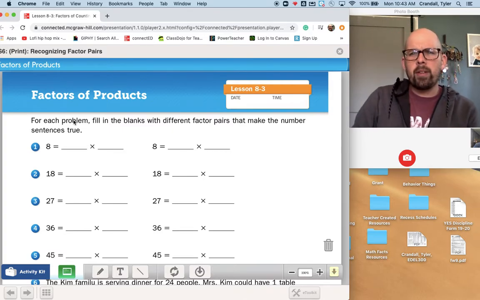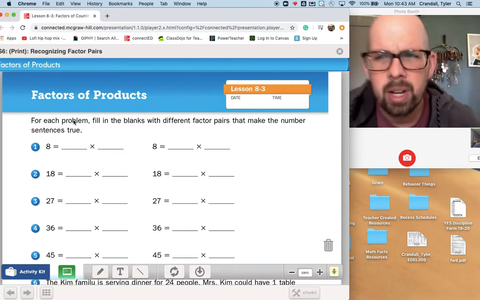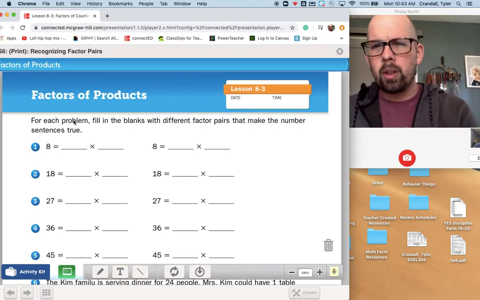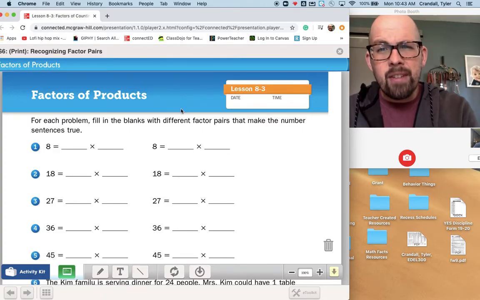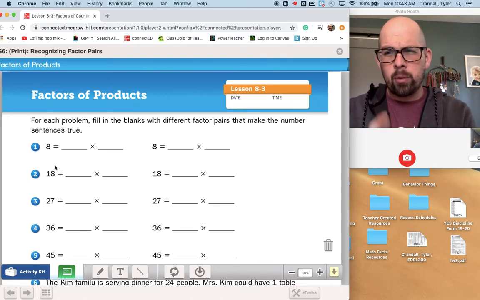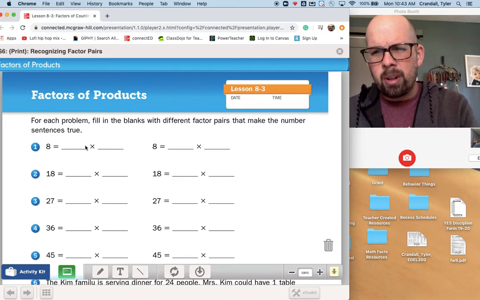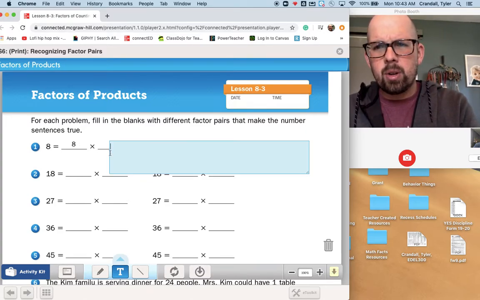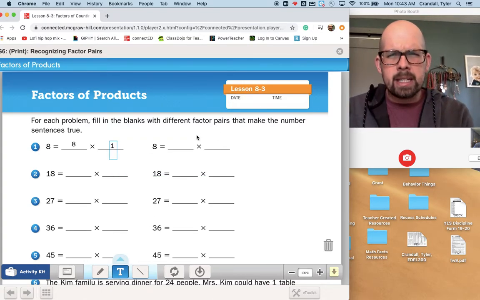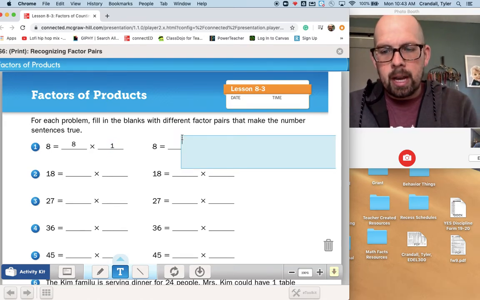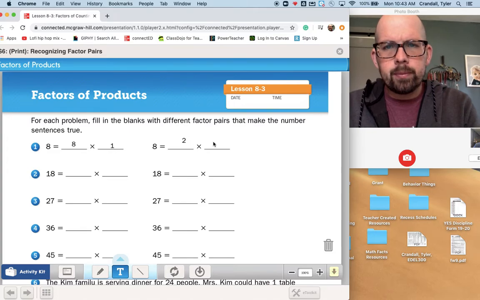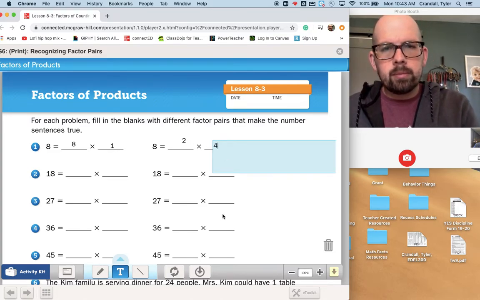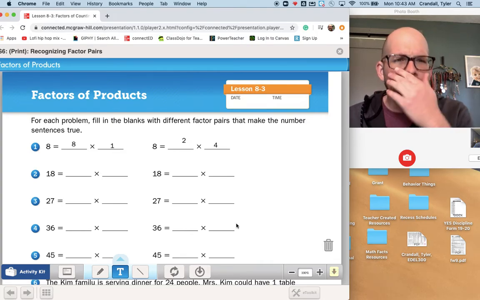It says, for each problem, fill in the blanks with different factor pairs that make the number sentence true. So we're looking to make 8, and it's different factor pairs. So we're not going to be using the turnaround rule, but let's see. 8 equals something times something. Well, I know that 8 equals 8 times 1. I know that's a fact. What's another way to make 8? Oh, how about 2 times 4? 2 times 4. That would work.